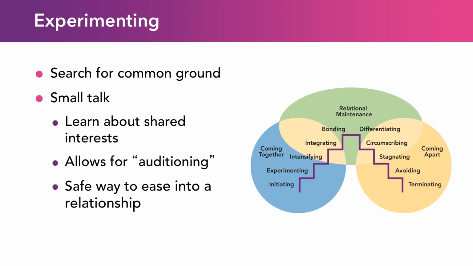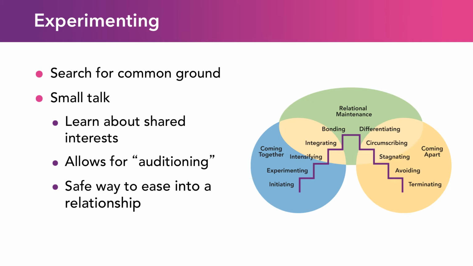They can't even get into this whole building a relationship if they can't get it started. Okay, the next stage is where you're really looking for what you have in common with people, and there's a lot of small talk. What are you interested in? So what's your major? Do you come here often? This is a really safe way to ease into a relationship because it allows you to audition to see if the person has similar interests as you.